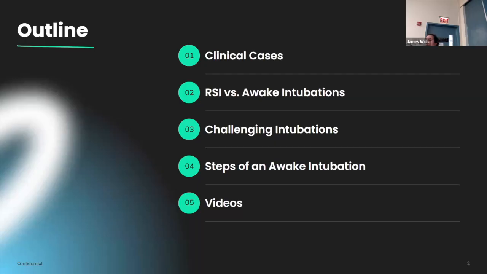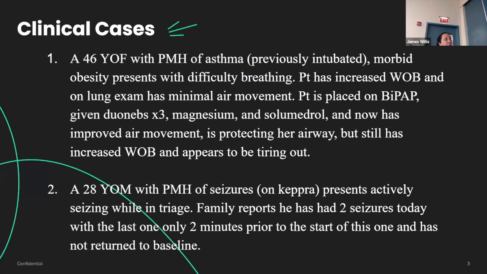So we're going to go over some clinical cases, going over a little bit of RSI versus doing awake intubations, the difference between the two, what things can make intubation more challenging, some of the steps of the awake intubation, and we'll show some videos as well.